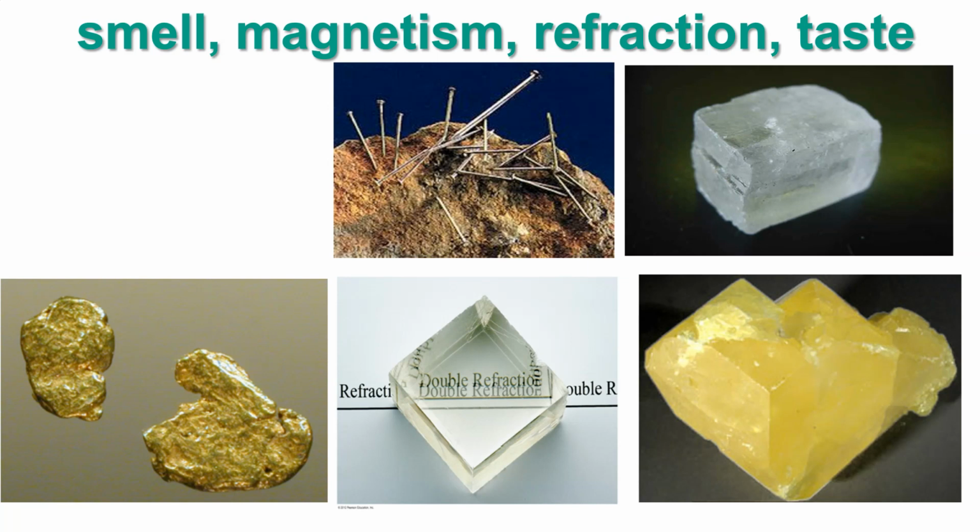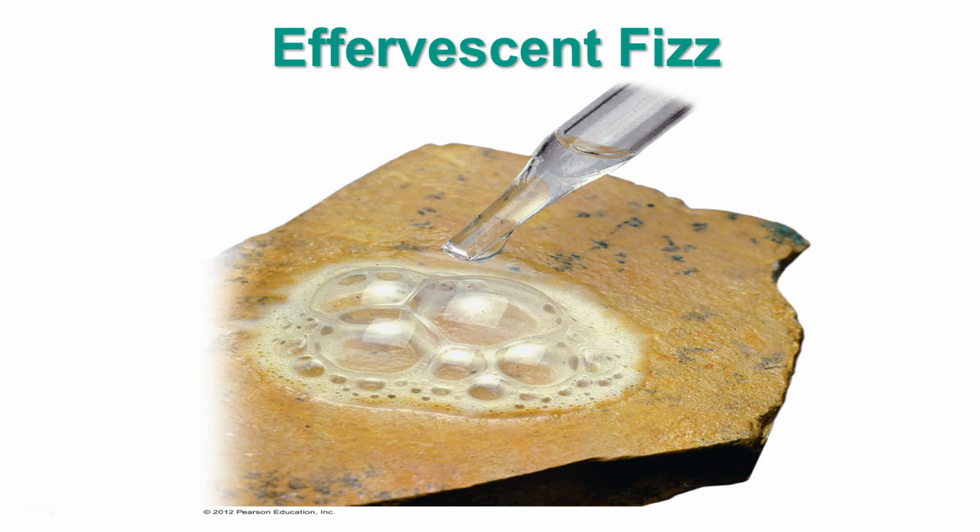Double refraction, you can see there, is really good for halite and calcite, and then you can have your smell of sulfur, which is going to be a distinguishing characteristic. So basically what you end up doing is you use a whole variety of these properties, and you test these properties to kind of narrow it down.